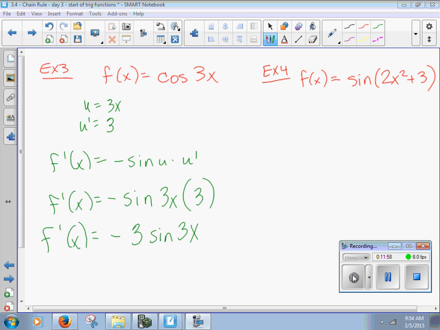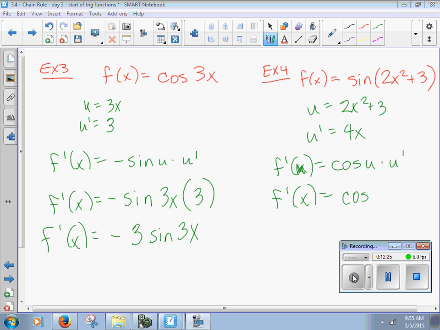How many of you had it? Next, what's my u in 4? We are not going to flinch. What's u prime? 4x. What's my rule? Sine. Cosine u times u prime, right? All right, here we go. That was f prime of u. F prime of x is cosine of, in parentheses, 4x, and u prime is 4x. Can I clean that up? What am I going to do with 4x? Go to the front. Do I distribute? No. Okay.